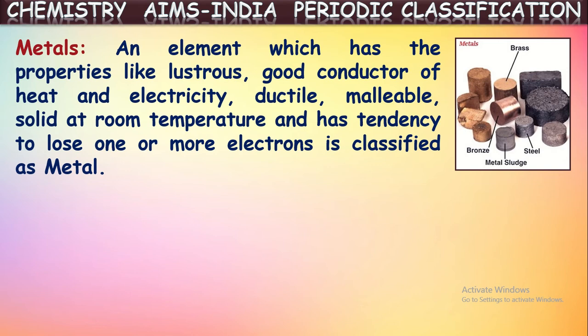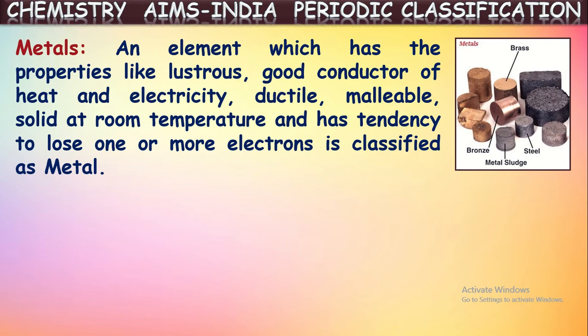They are lustrous, which means they have shining property. They are good conductors of heat and electricity, and they are ductile. Ductile means they can be made into thin wires. They can be drawn into thin wire. That property is called ductile property. Malleable. So those elements can be beaten into thin sheets. This property is called malleability.